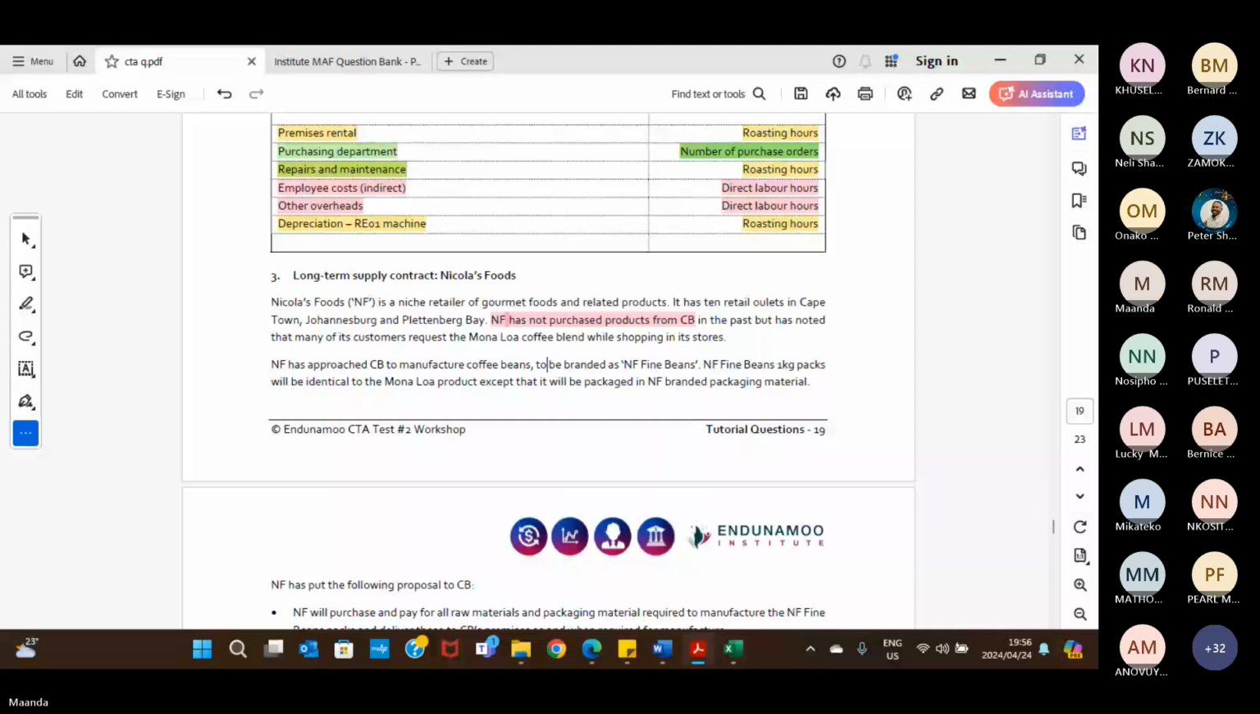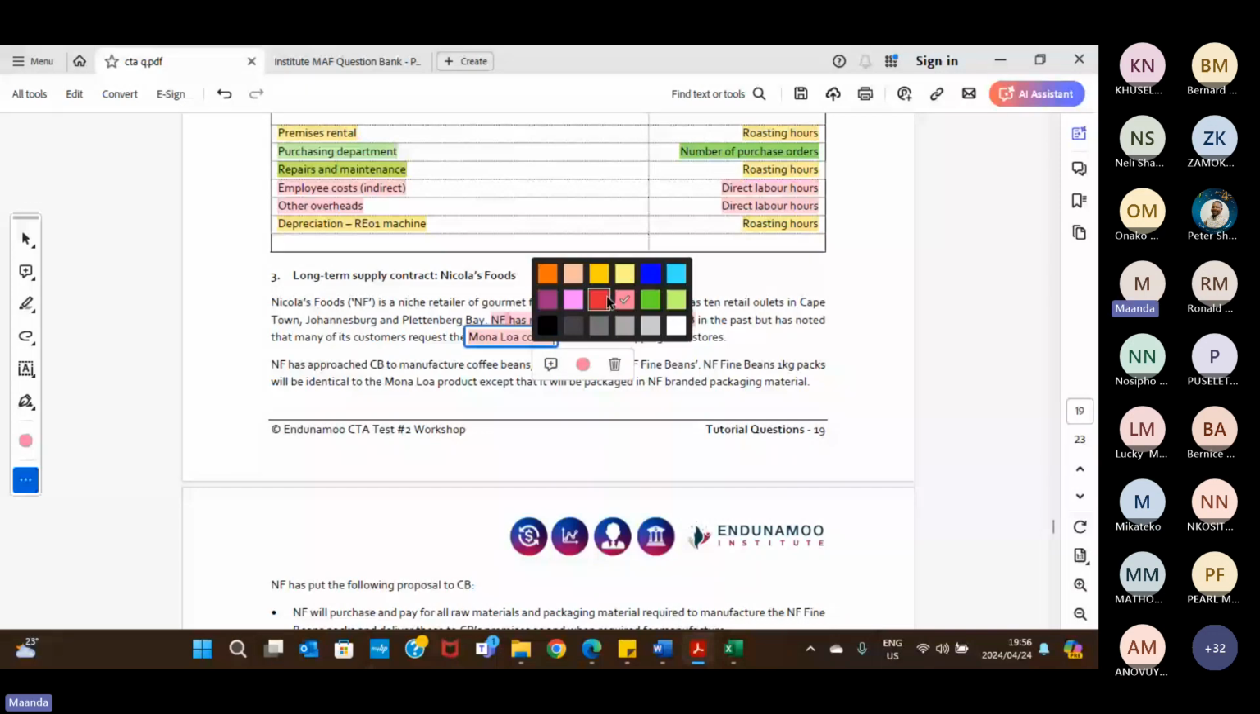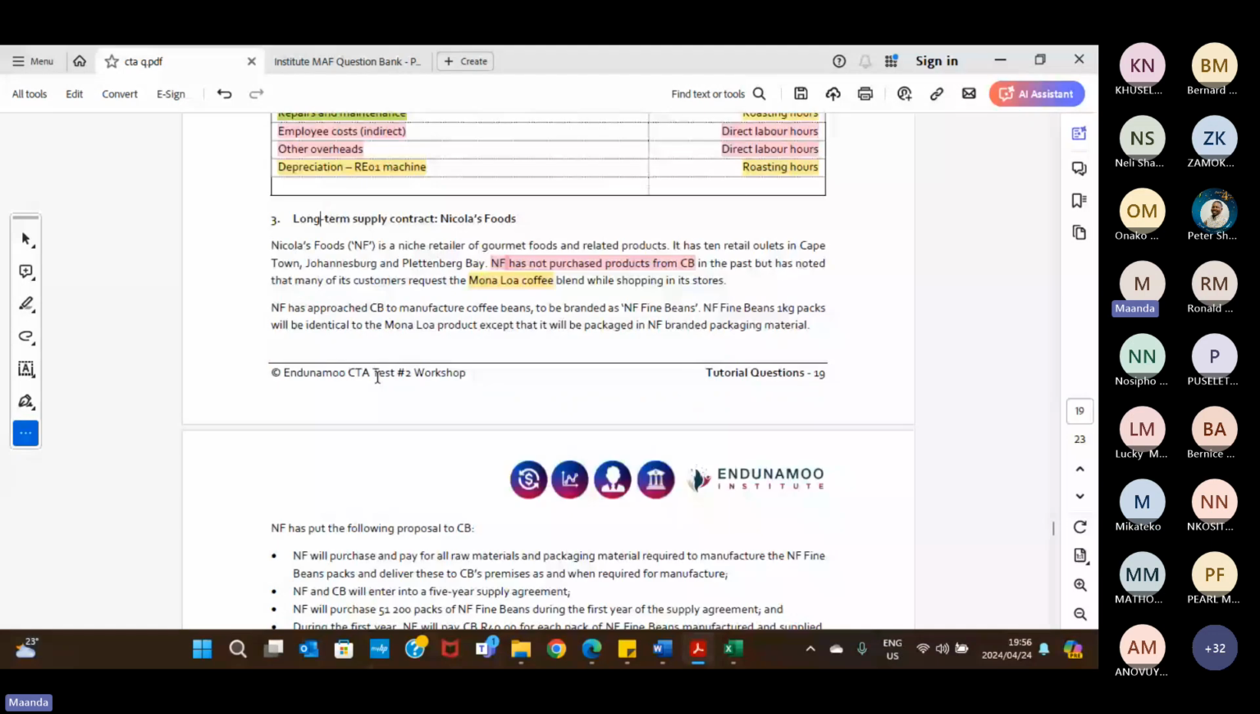All right. So NF has noted that many of his customers request M coffee. So they're limiting us to M coffee now from its shop. They have shops, and customers are requesting our coffee from our shop. So they come and they're now trying to negotiate something with us. All right, NF has approached CB to manufacture coffee beans.